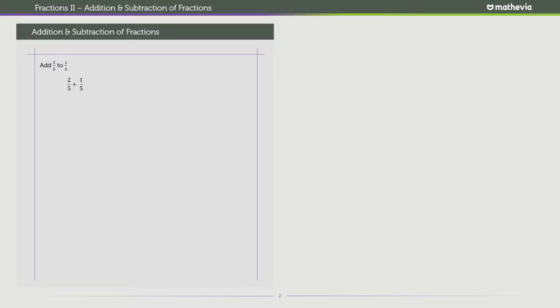What we do is we add the numerators, okay? But we keep the denominators the same, okay? So the denominator stays the same, we just work the numerator. So we do 2 plus 1 gives us 3, equals 3 over 5, okay? Like I said, the denominator stays the same, so the number on the bottom stays the same. We just work the numbers on the top.